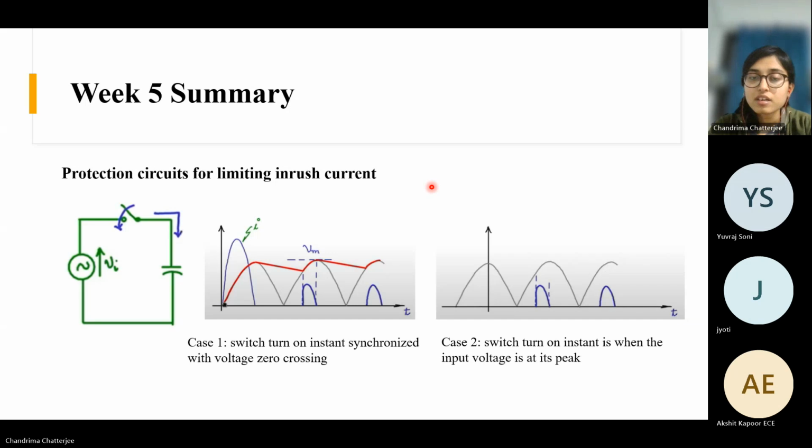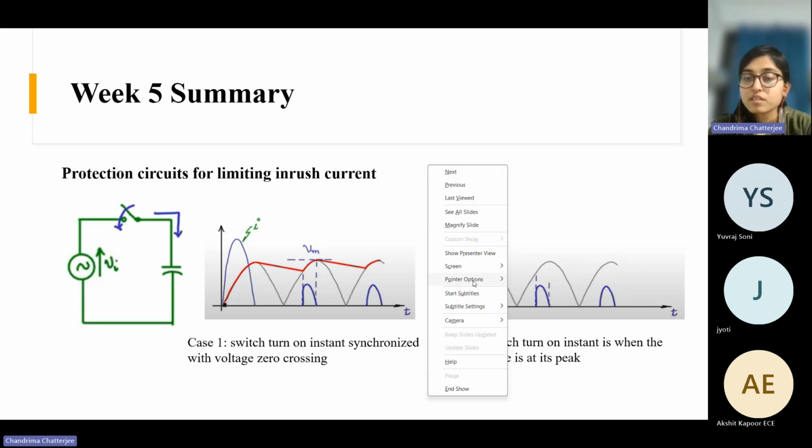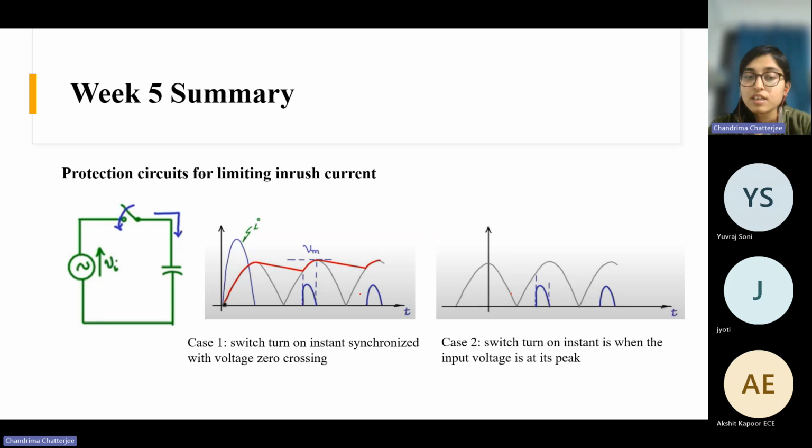Another thing I forgot to mention. Before going to the protection circuits, here I have shown two cases. Case one is when this switch closing instant is synchronized with the zero crossing of the source voltage. So when the source voltage is zero, then you are closing this switch. In that case, you can still limit the current somehow, because the capacitor voltage will start rising from zero. It will follow the source voltage, reach the peak, and after that it will follow the steady state waveform, right?